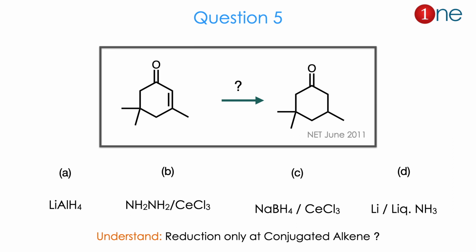Then question number 5. The starting material is a conjugated ketone, with a methyl on one side and a dimethyl on the other. The product is given without the double bond, and they ask you to find the reagent. Only the conjugated double bond is reduced. Here 4 choices are given, 4 reducing agents. The first is lithium aluminum hydride, second is hydrogen, third is borohydride, and the last one is lithium in liquid ammonia. The question is about selective reduction of the alkene, so you have to understand that chemoselective reduction occurs. Which reagent is involved here? The answer is D. Let us see how.